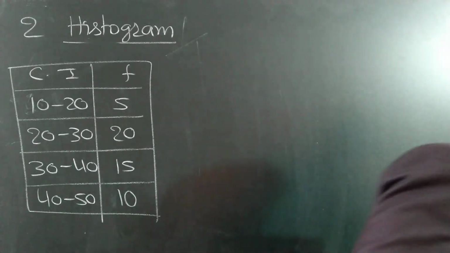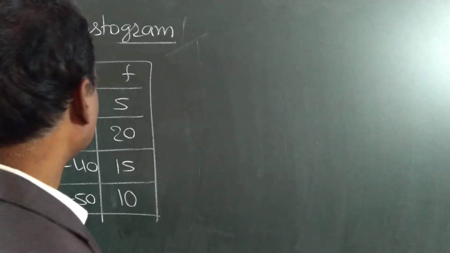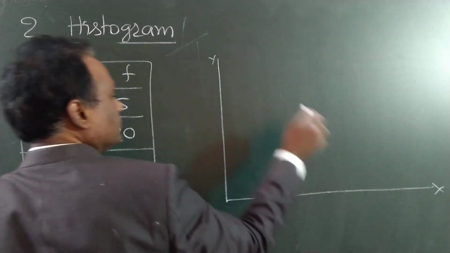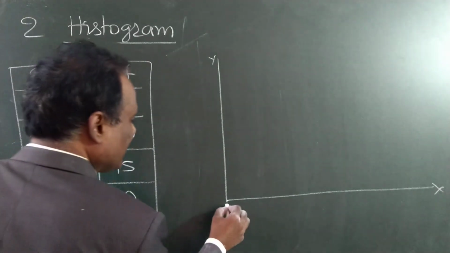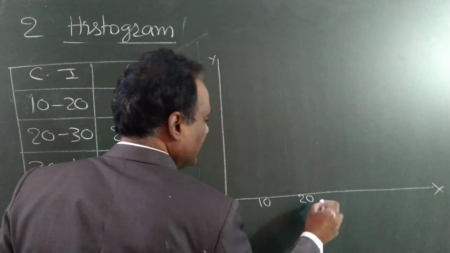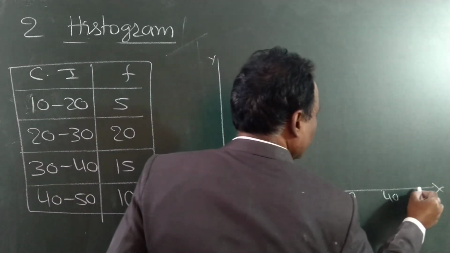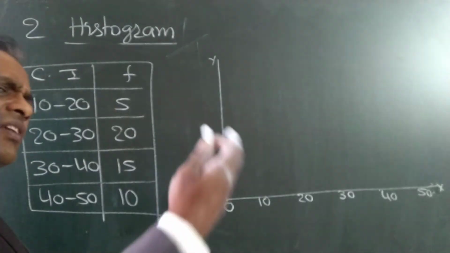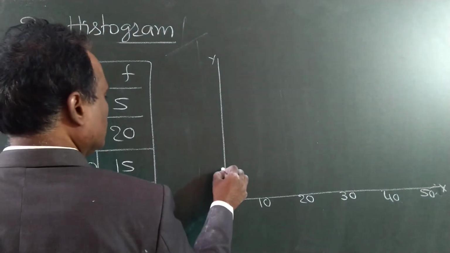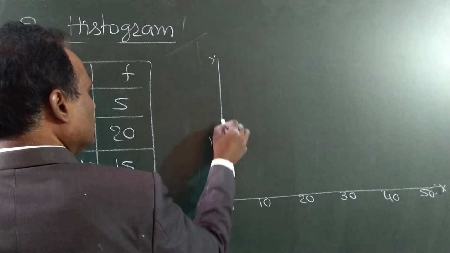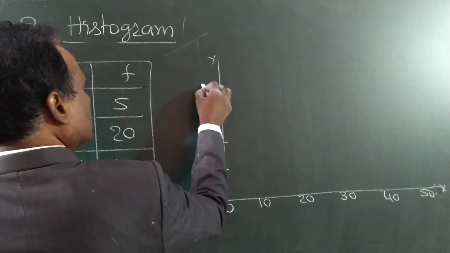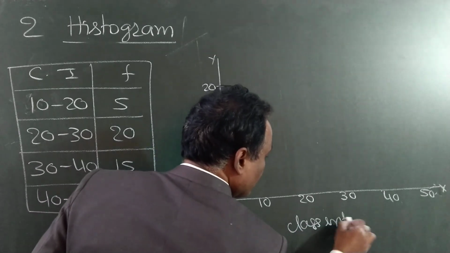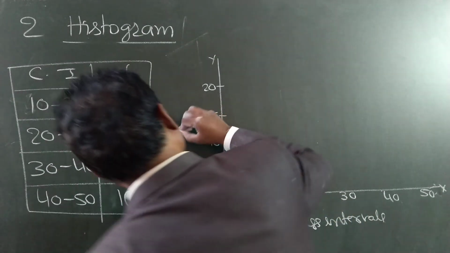Students, next, frequency histogram means we take like this. We write 0, 10, 20, 30, 40, 50. Don't write it, it is just for explanation. No need of writing it. Anyway, we will solve the exercise problems. Class intervals on this axis and frequencies.